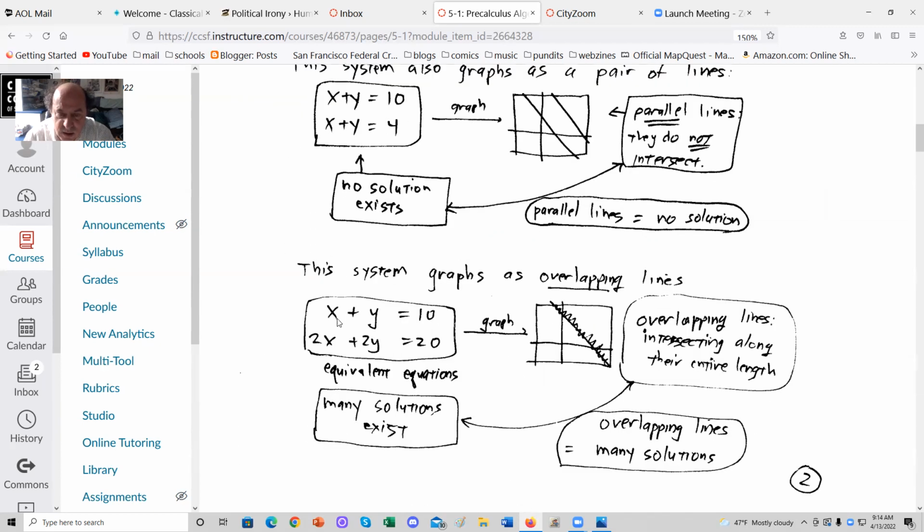Now here's another system: x plus y equals 10, 2x plus 2y equals 20. Now if you graph them, you get the same line twice, overlapping lines. They intersect along their entire length. These 2 equations are equivalent. They're actually saying the same thing twice. So there are many solutions, as many as there are points on the line. So overlapping lines means many solutions.